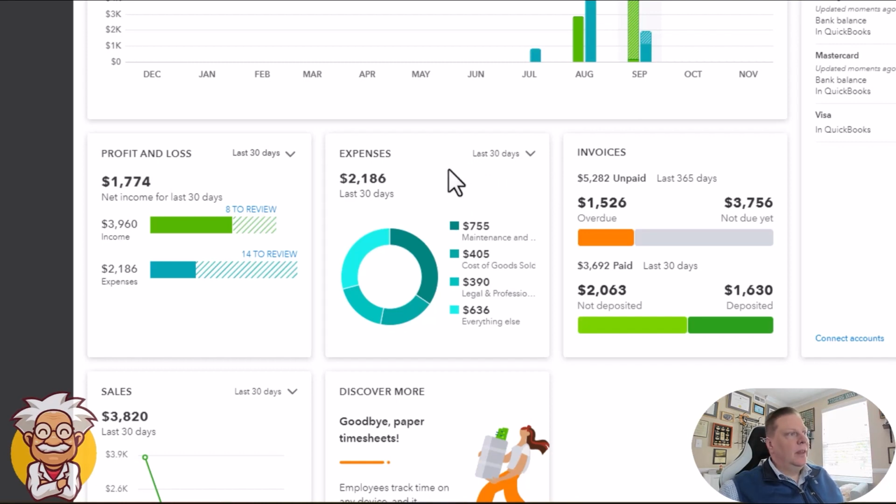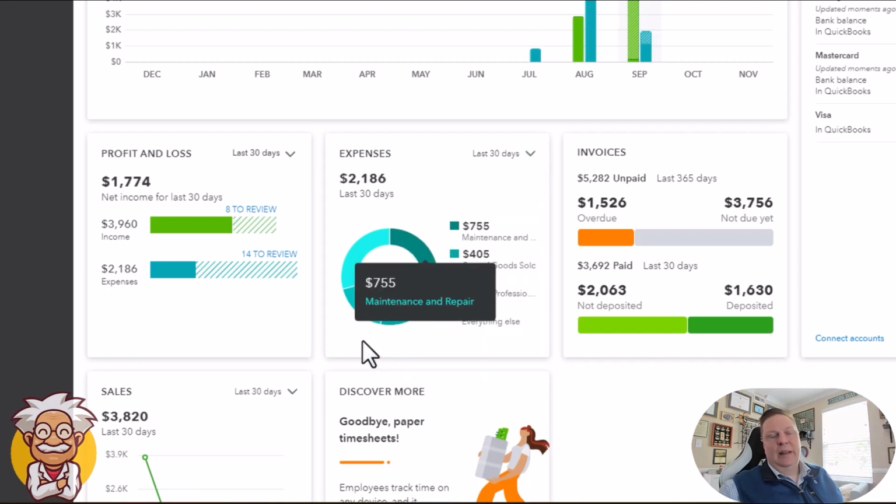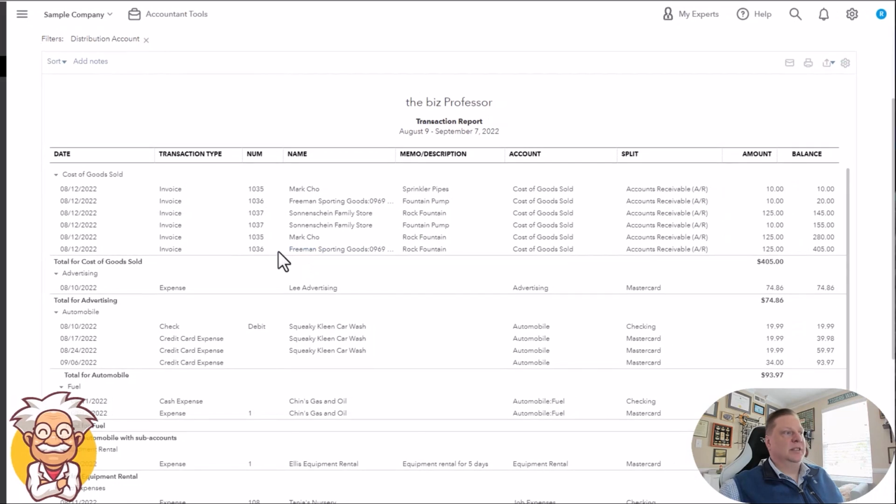Our expenses here kind of gives you a nice little pie chart on where your expenses are going to, at least the major ones. And that gives you a quick overview. And again, you can always hover over them and they'll tell you in the toggle. Again, you can do lots of different periods. If you click on the expenses, it will take you straight to the transaction report, and it will give you each transaction within those areas.